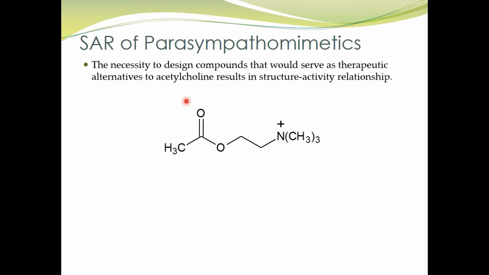This is the structure of acetylcholine. For understanding the SAR, we will divide the structure of acetylcholine into three parts. First, we'll assign alpha and beta carbons. First part is the quaternary ammonium group. Next part is the CH2CH2 group, that is called the ethylene group. And the third one is the acyl or Z group.